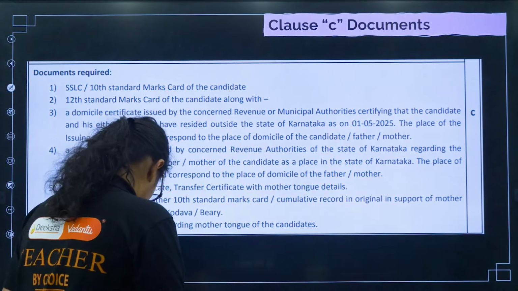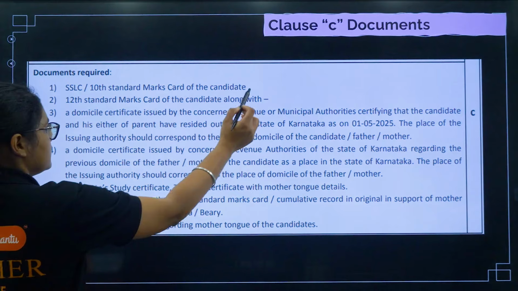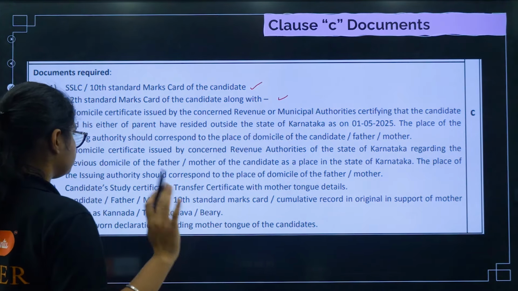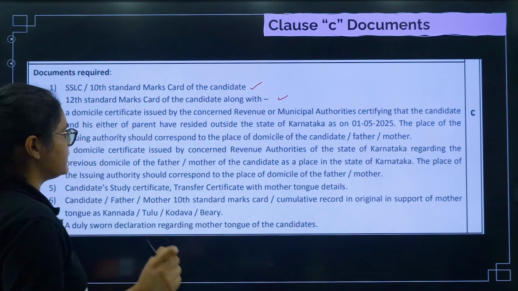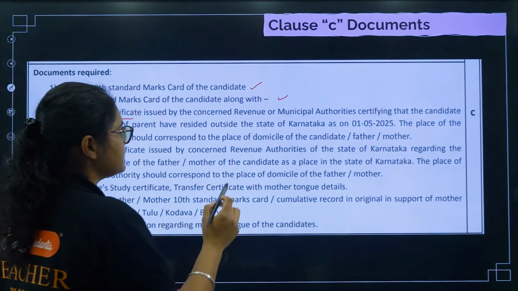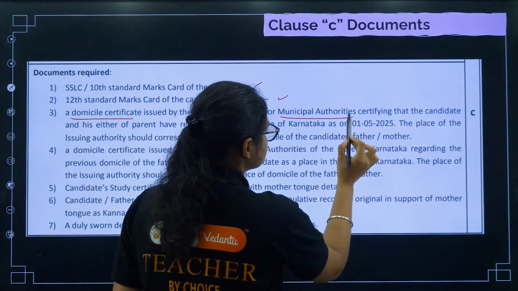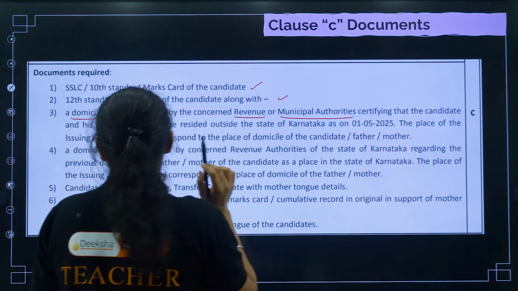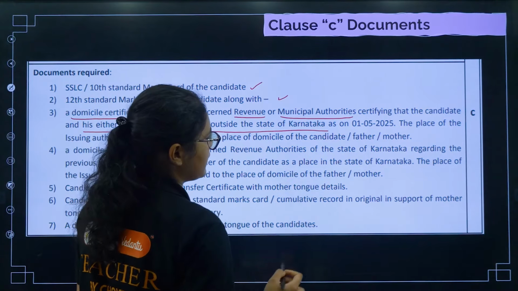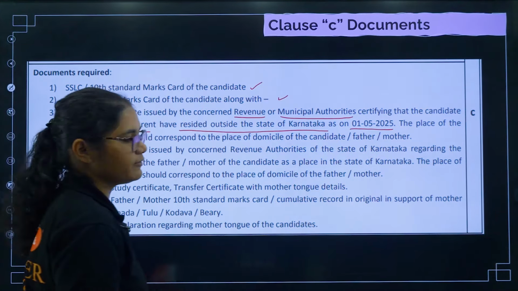Next, what are the documents required in this clause? Anyway, your 10th certificate and 12th certificate. Now if you are giving the 12th certificate, along with that you should give a domicile certificate issued by the concerned revenue or municipal authorities certifying that the candidate and either of the parents reside outside the state of Karnataka as on 1/5/2025.